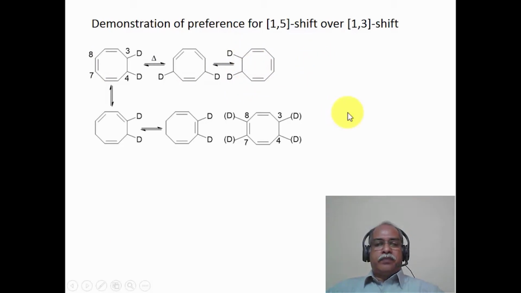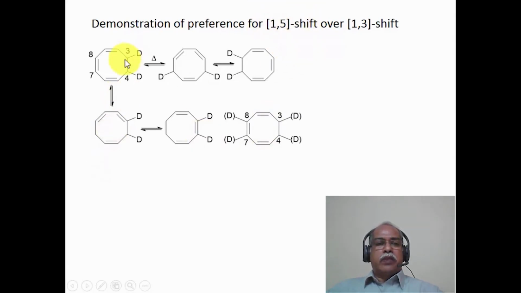In other words, during the course of the migration, the deuterium scrambles only to position 3, 4, which is the starting point, and 8, 7, and none of the 1, 2, 5, 6 positions are ever occupied by the deuterium. So the deuterium scrambling is very specific, which is controlled by a 1,5 shift.